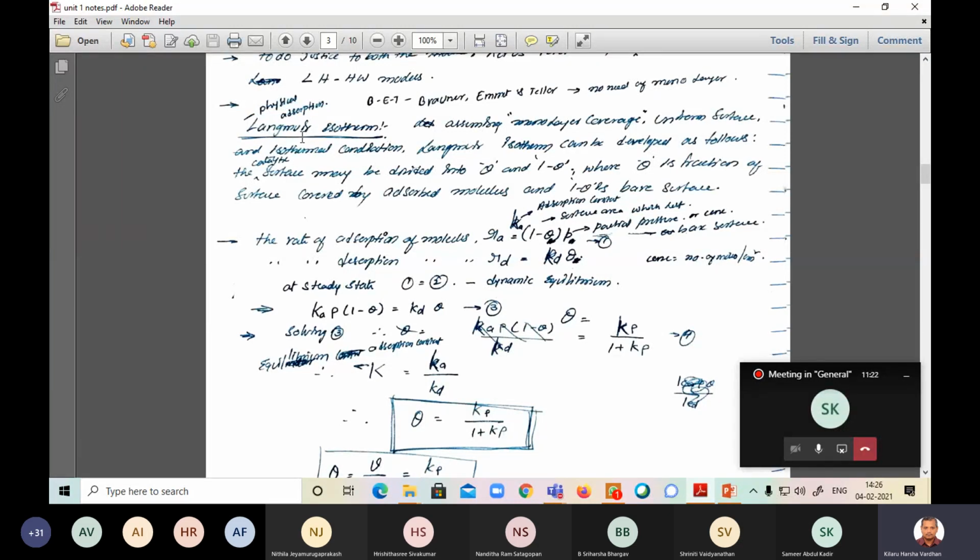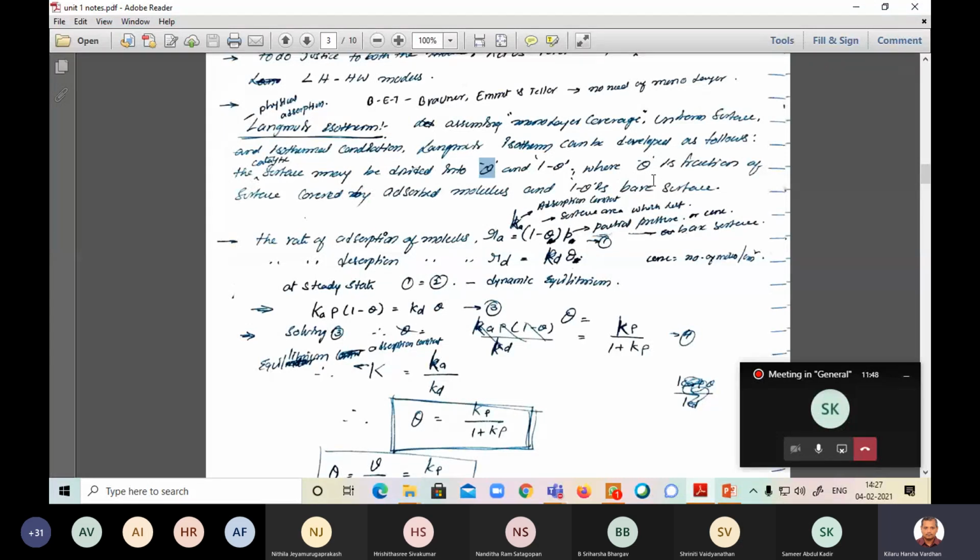Still, there are a lot of adsorptions, but let us use only this Langmuir adsorption. In Langmuir adsorption, one assumption you make is monolayer coverage, that is a uniform surface, and isothermal conditions, the temperature is constant. So let us divide the solid surface into two parts. One is theta and the other one is 1 minus theta.